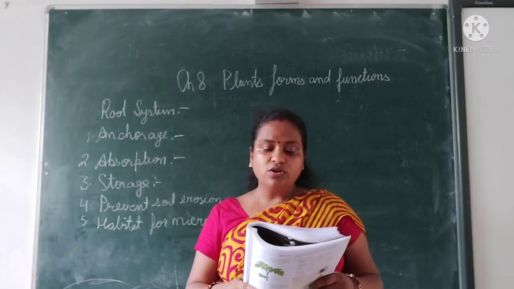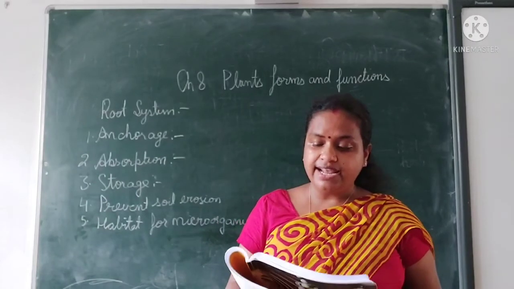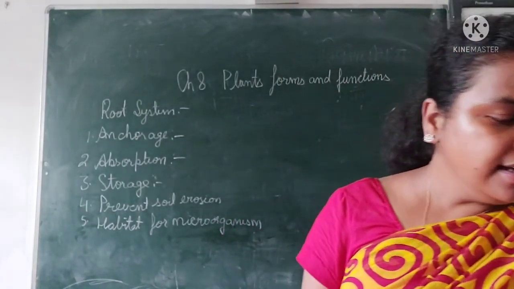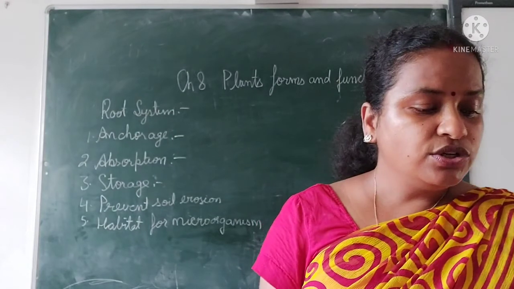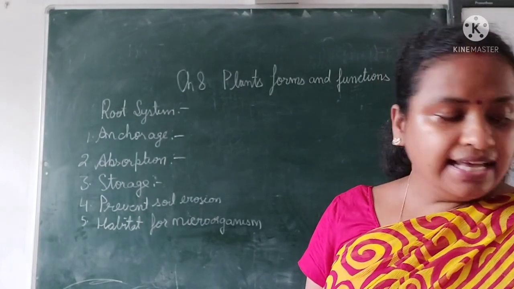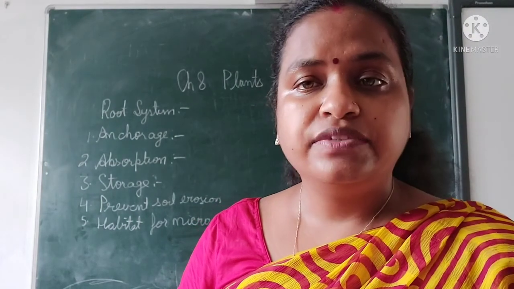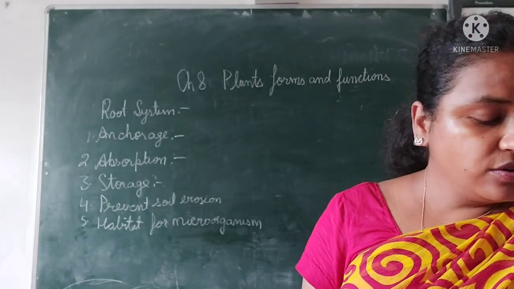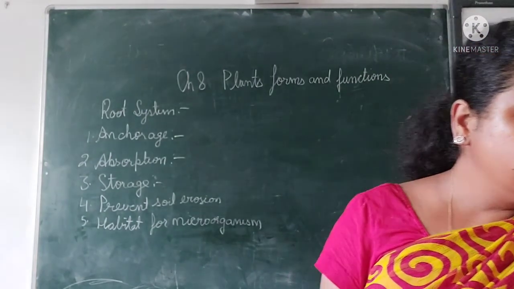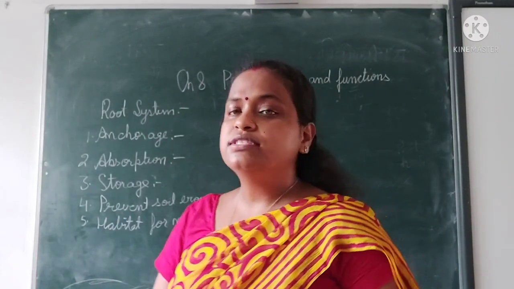So the roots also provide a home for bacteria and fungi, which can assist in the breakdown and assimilation of nutrients from the soil. So it helps the plants to live inside the ground. They are not living above the ground, they are living inside the ground. It also gives some special minerals to the soil so that plants grow of very good quality. So this is about the root system of a plant.